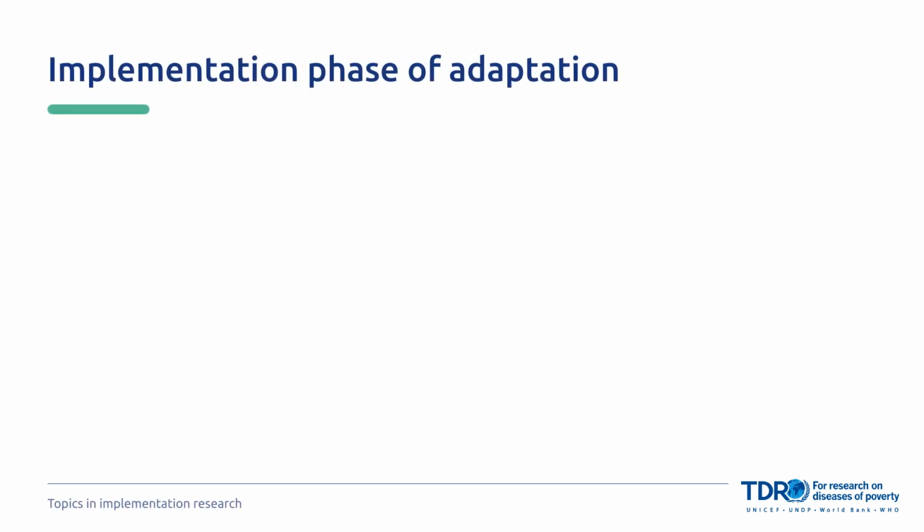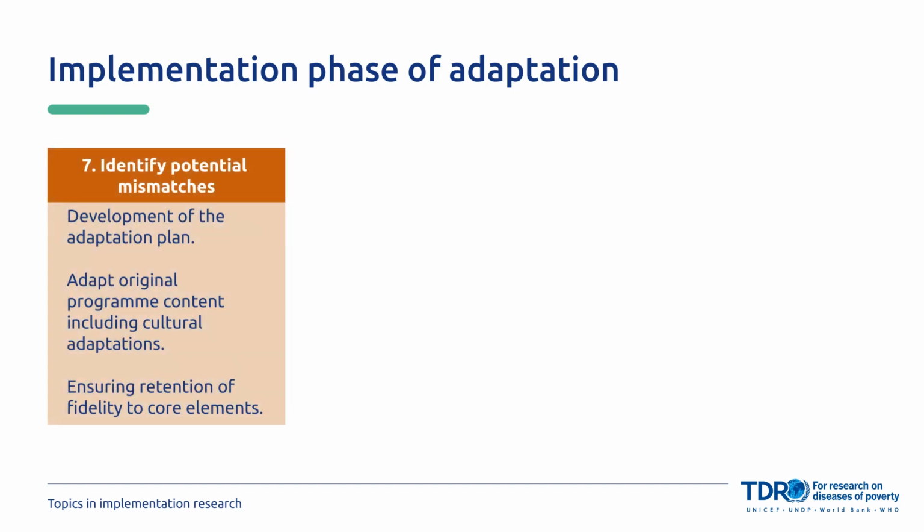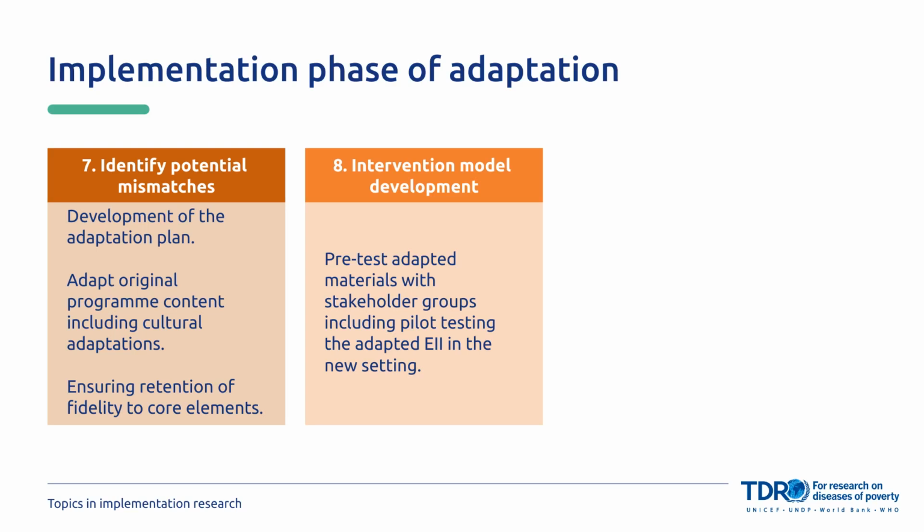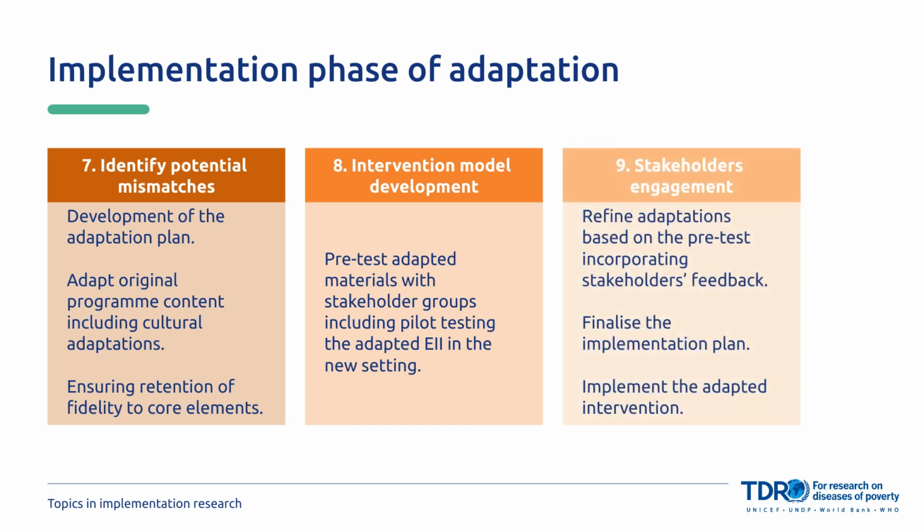In the implementation phase, undertake modifications. Develop the adaptation plan by adapting the original program contents through collaborative efforts, making sure cultural adaptations are completed through pilot testing without changing the core components. Ensure retention of fidelity to core elements and systematically reduce mismatches between the program and the new context. Pilot test the adapted intervention. Pre-test adapted materials with stakeholder groups, including pilot testing the adapted evidence-informed intervention in the new setting. Intervention revision and implementation. Refine and implement the adaptations incorporating stakeholders' feedback.